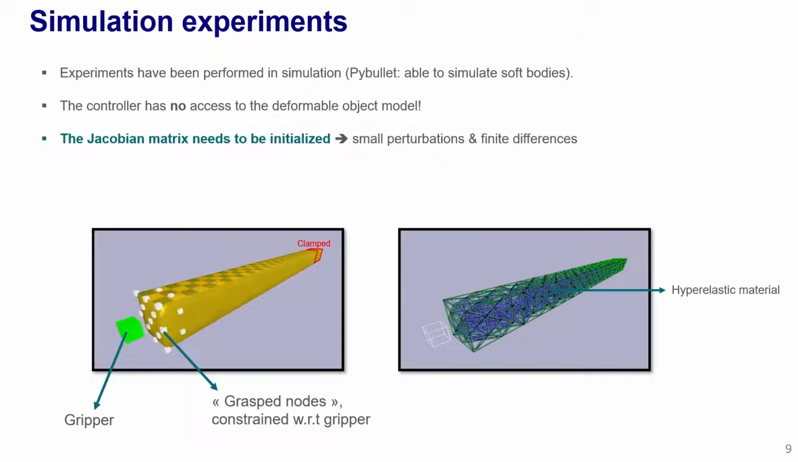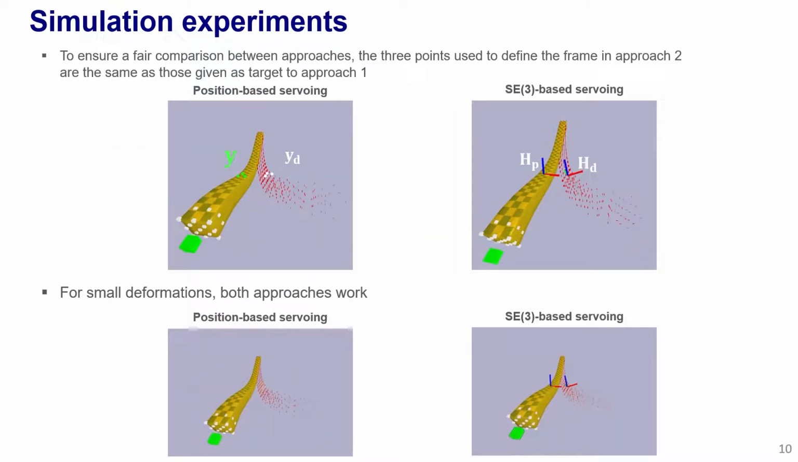To illustrate the results, we have made several experiments in the simulator PyBullet. The controller has no access to the object model, and we initialize the Jacobian with small perturbations and finite differences. In the traditional approach, called here position-based servoing, we use 3 points shown in green here, and we use the same points to build the frame HP in our new approach. For small deformations, we observe that both methods work.